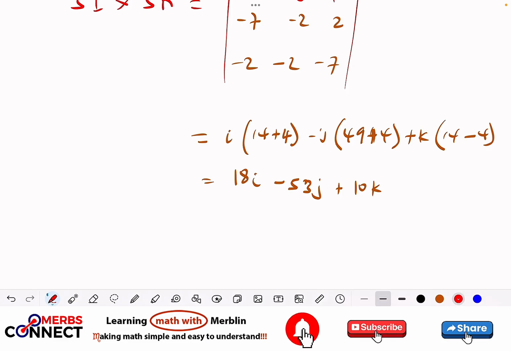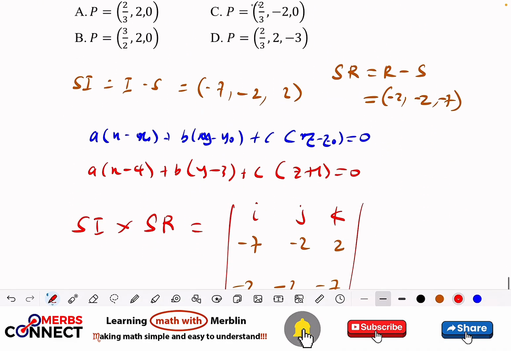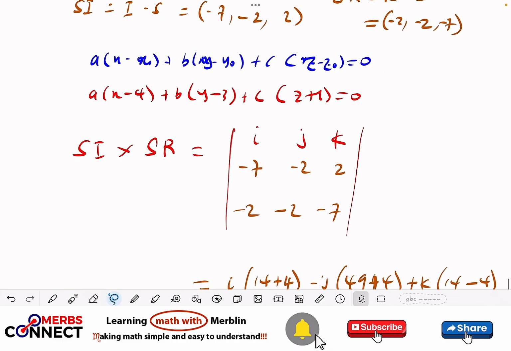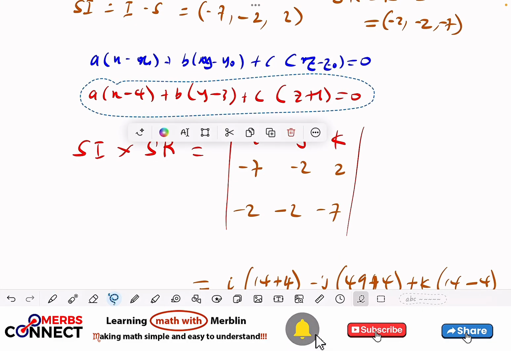All right. So now this is the coefficient. So A will be equal to Ai plus Bj plus Ck. So A is 18, B is minus 53, and C is equal to 10. So let's just do the substitution from here. I'll just copy this one and then we just finish it out from there.